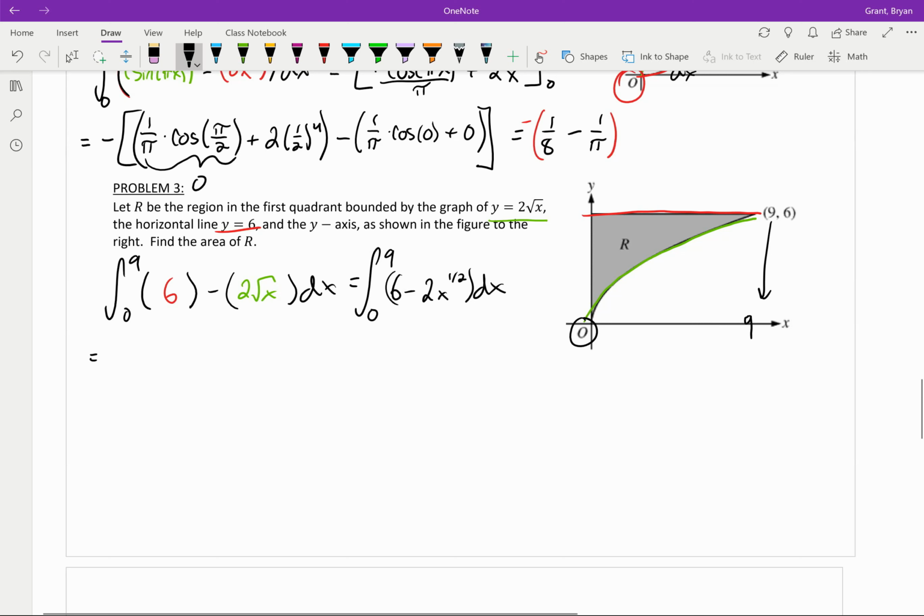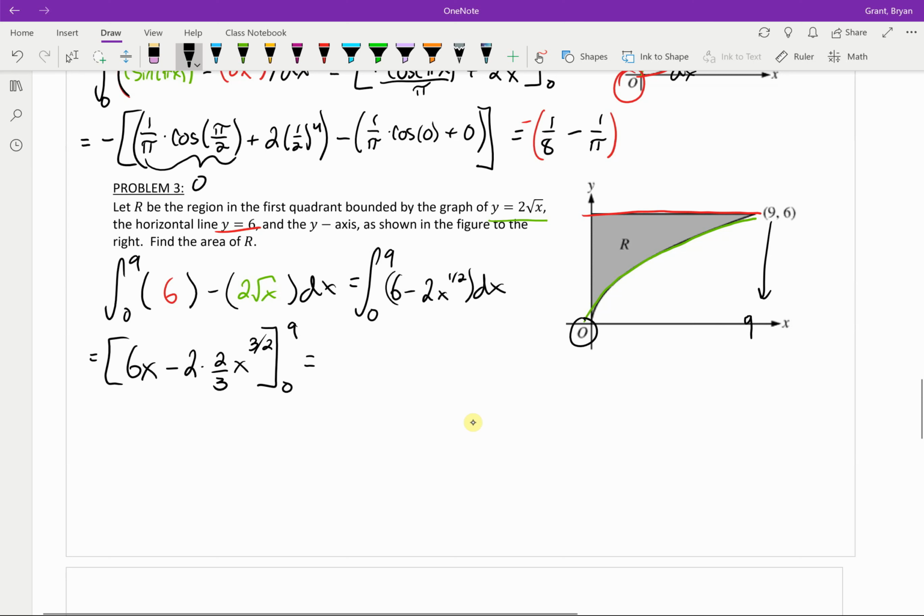Okay, as we go through, we know the antiderivative of 6 is 6x. I'm going to keep the 2 here. We'll play with that later. This is x, add 1 to the power 3/2, 2/3 out front. Okay, from 0 to 9. Or cleaning this up a little bit, hopefully we can see that's 4/3. And then we have to plug in everything.